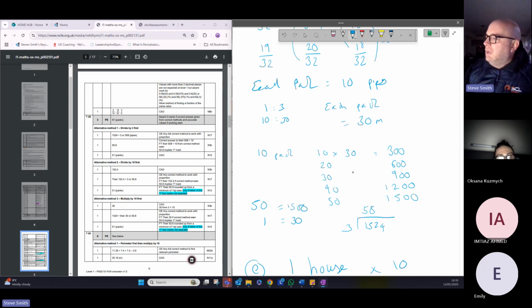3's into 20. Okay, oh no, I'm flipping it. Actually, I just jumped to that one. 3's into 15 goes 5. Yeah, 3's into 2 doesn't go. And then 3's into 24 goes 8. I'm thinking, where have I got that from? So yeah, that's where they've got theirs from.